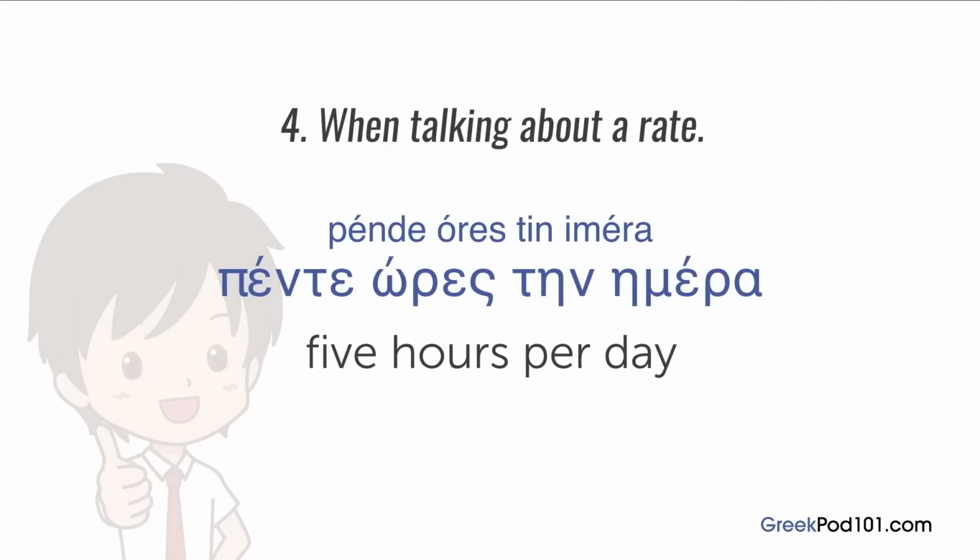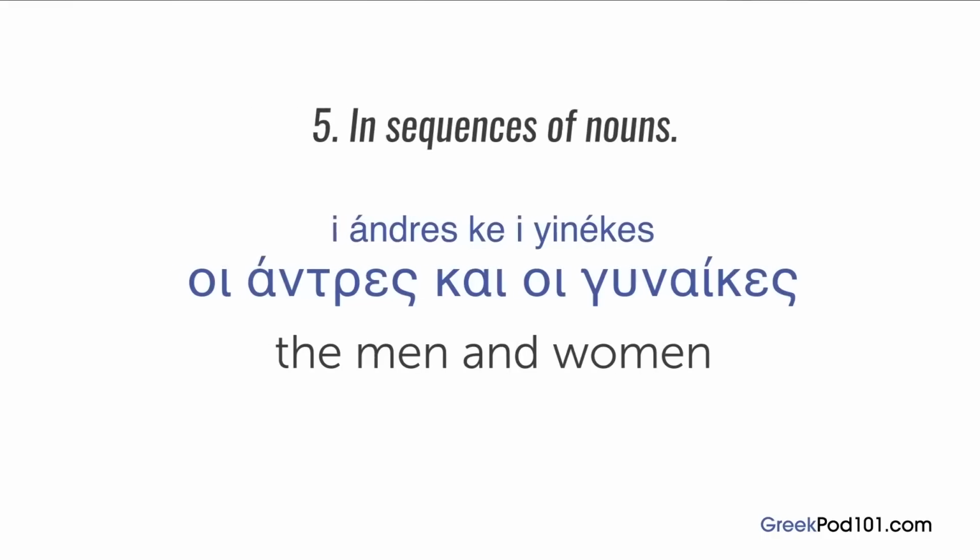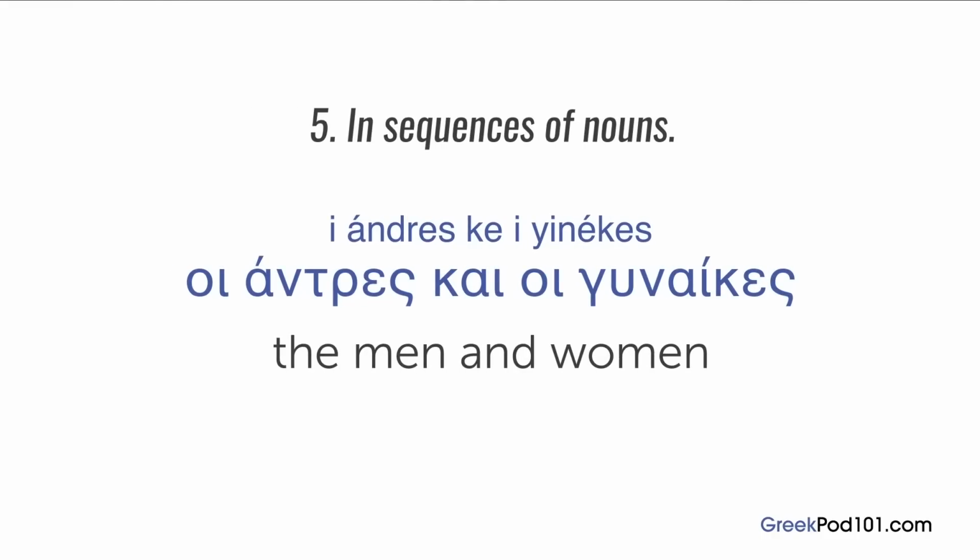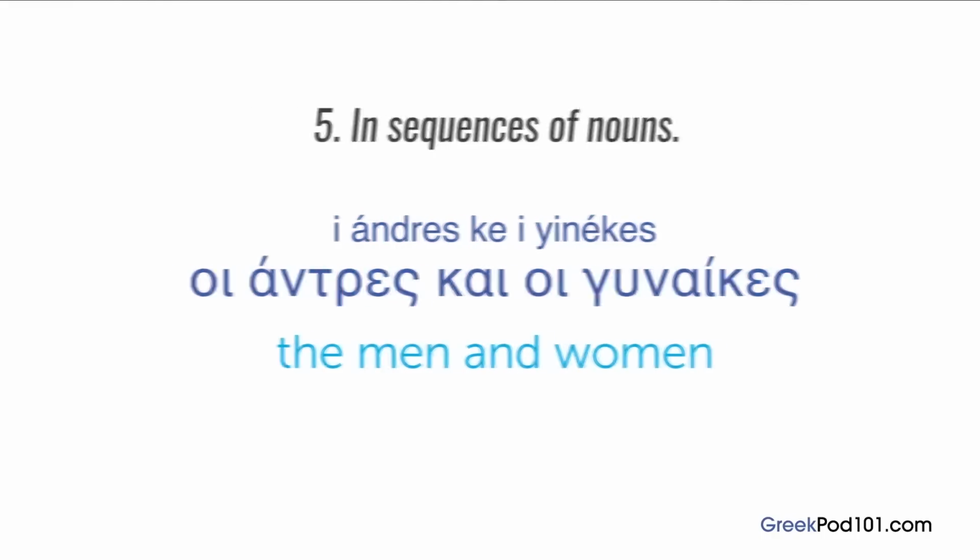Number 4. When talking about a rate. For example, 5 ώρες την ημέρα, 5 hours per day. Number 5. In sequences of nouns. For example, οι άντρες και οι γυναίκες, the men and women.